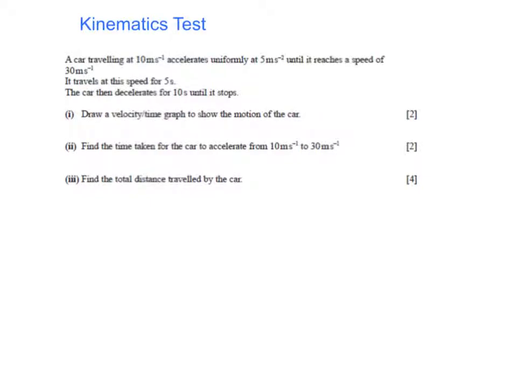Kinematics Test question 1, and we're asked to draw a velocity time graph. Important thing to remember at A level is all graphs are sketches, and you should use a ruler, which I don't have the ability to do in this app.